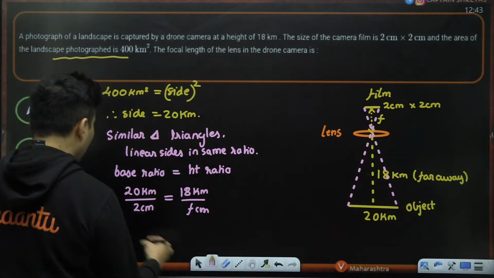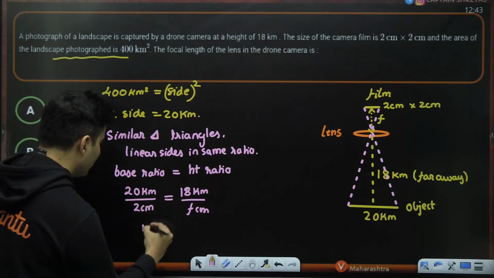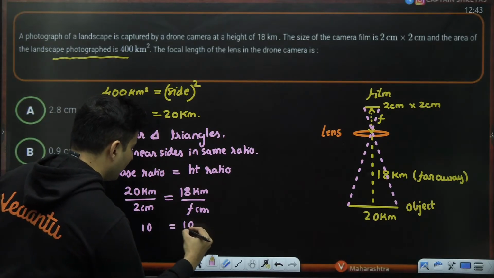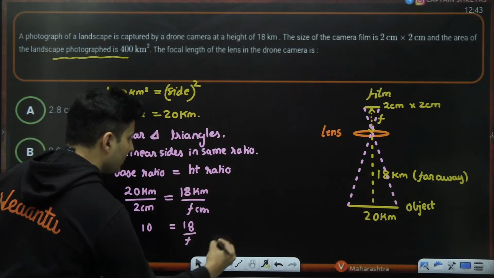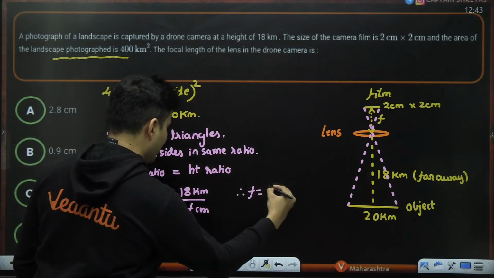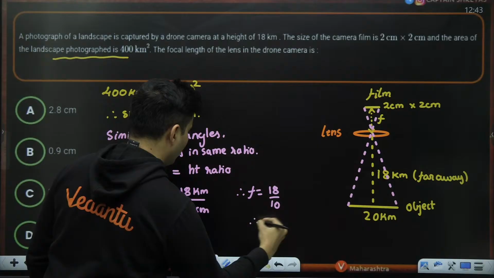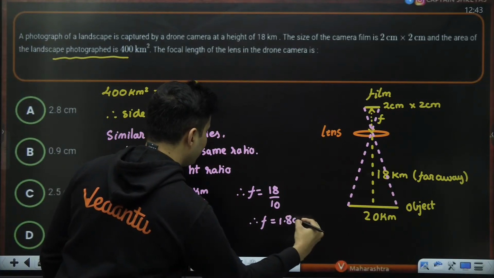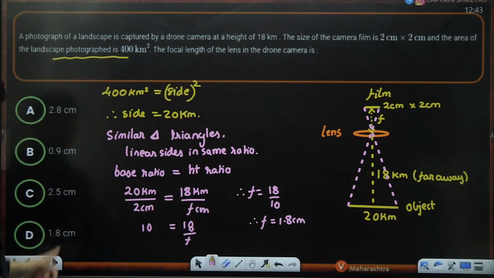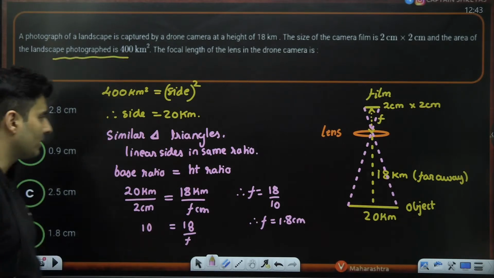Awesome. So what will happen? 20 by 2 is basically 10. This will be 18 by f. Therefore, f will be 18 by 10, therefore f will be 1.8 centimeters. The focal length is 1.8 centimeters, which is option D.